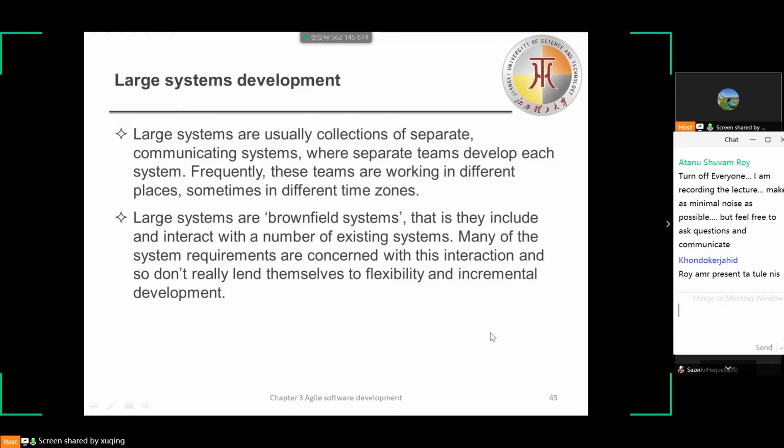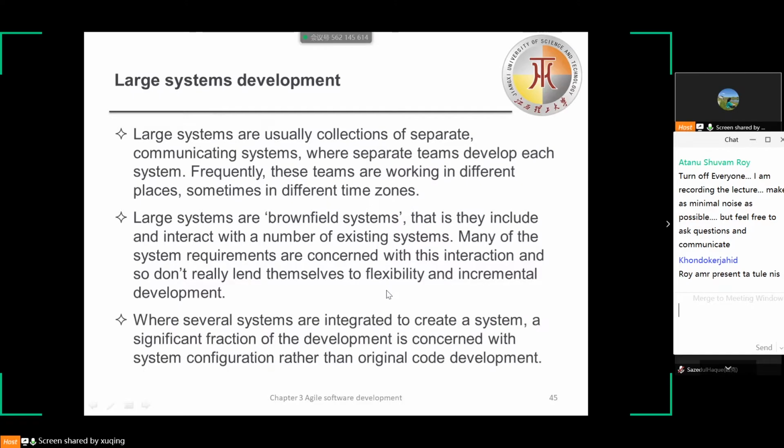Large systems are brownfield systems; they include and interact with a number of existing systems. Many of the system requirements are concerned with this interaction, and so don't really lend themselves to flexibility and incremental development. You see, it's quite different from our agile methods. For large systems, many requirements are concerned with the interaction with a number of existing systems, and we cannot be very flexible, and we cannot plan for several releases rapidly.